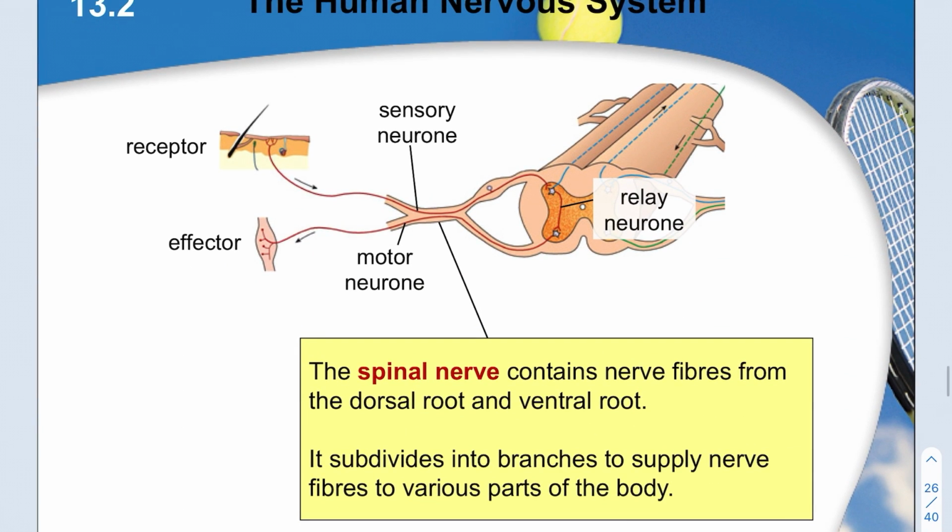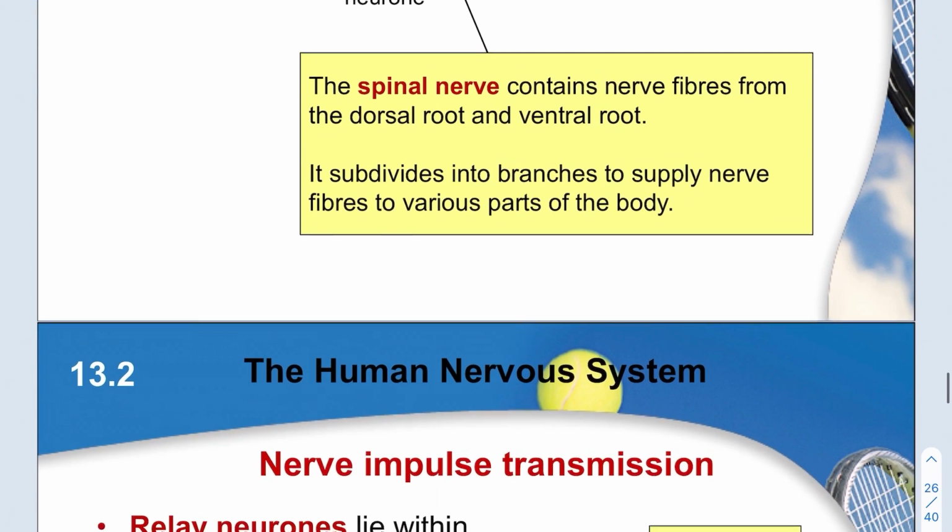Next we look at the spinal nerve, which contains the nerve fibers from the dorsal root and the ventral root. This is important in the sense that if you ever sever this portion here, you will definitely not be able to sense or respond to any changes, because that's where you tend to be fully paralyzed. The spinal nerve contains the nerve fibers from the dorsal root and ventral root, and it slowly divides into the respective parts of the human body.